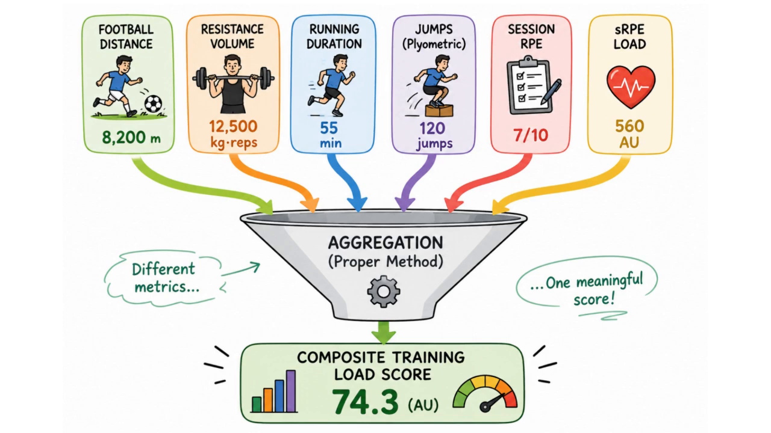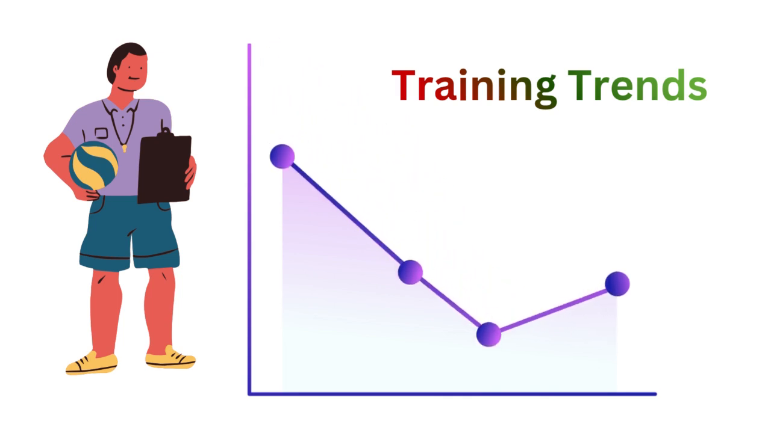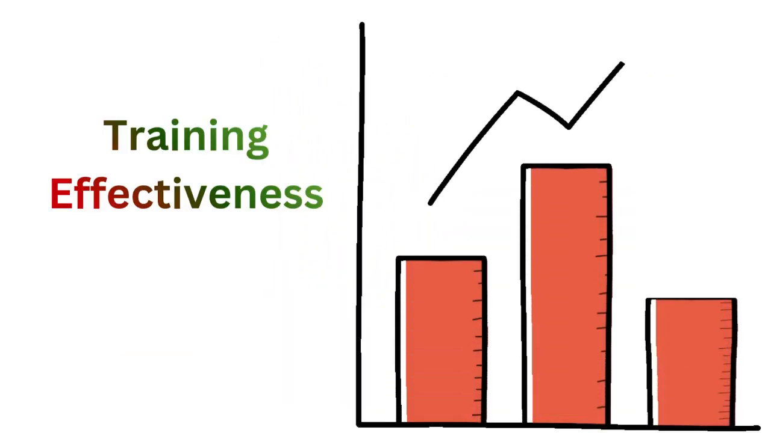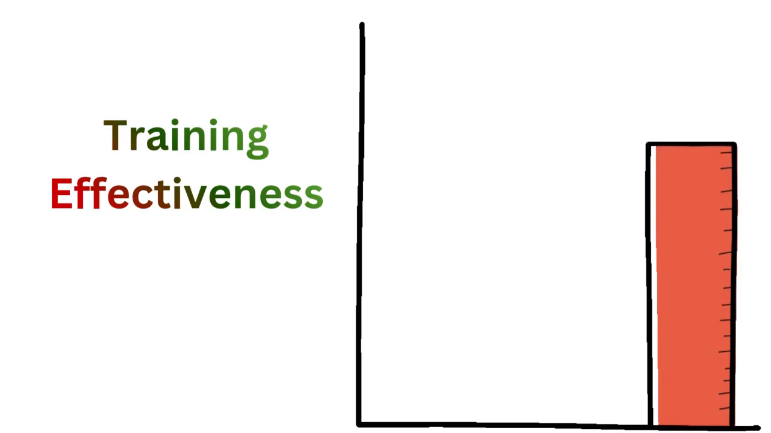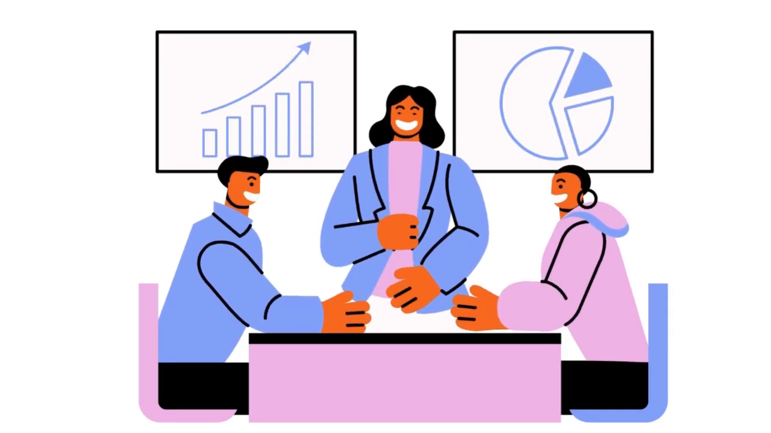A composite score does not replace individual metrics. Instead, it provides a high-level summary that helps practitioners identify trends, compare periods of training, and communicate results more effectively. The individual variables remain available for detailed analysis when needed.